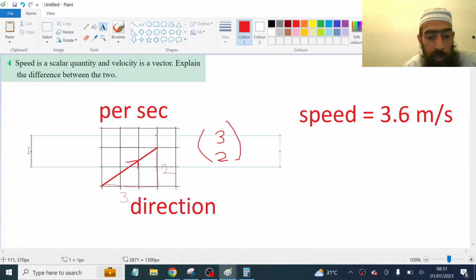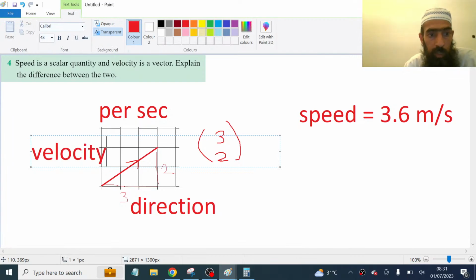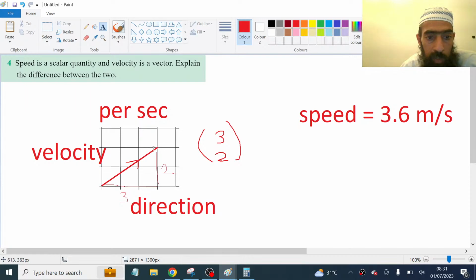This is called velocity here, when we're doing it as a vector. So here we have much more information. We have the direction, and we can also see the length of the line. Whereas when we're doing it as a speed, we're only really talking about the length of the line. So we're saying the speed is 3.6.